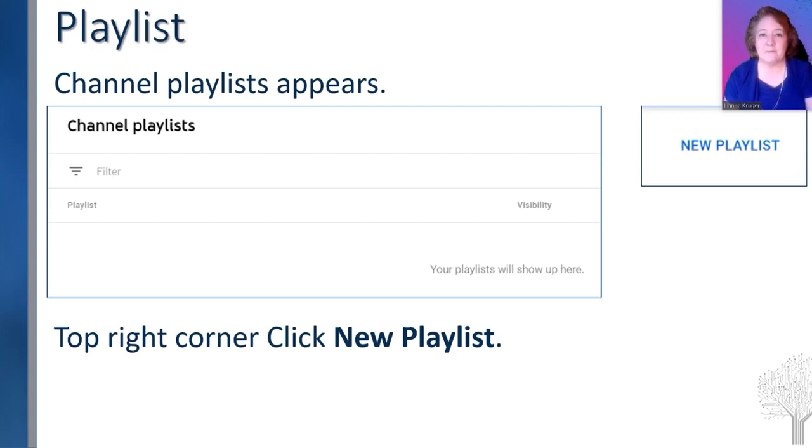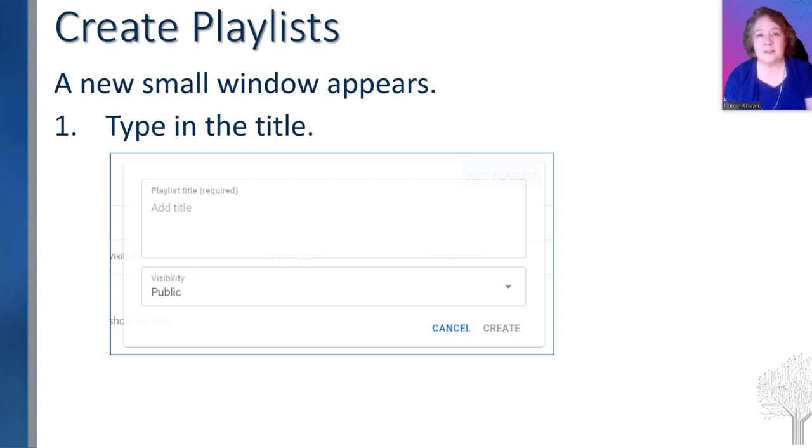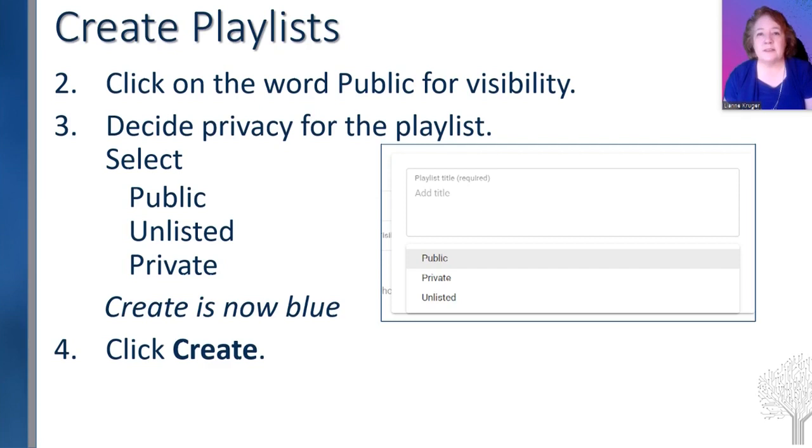We want to create a new playlist, so in the top right we click on New Playlist, and it gives us a little window asking us for some information about what do we want to call it. It will also ask us for privacy, who is going to be able to see it, the world or just those who you give the link to. Private means nobody until you're ready, and you can always change this later. Then we click on Create.